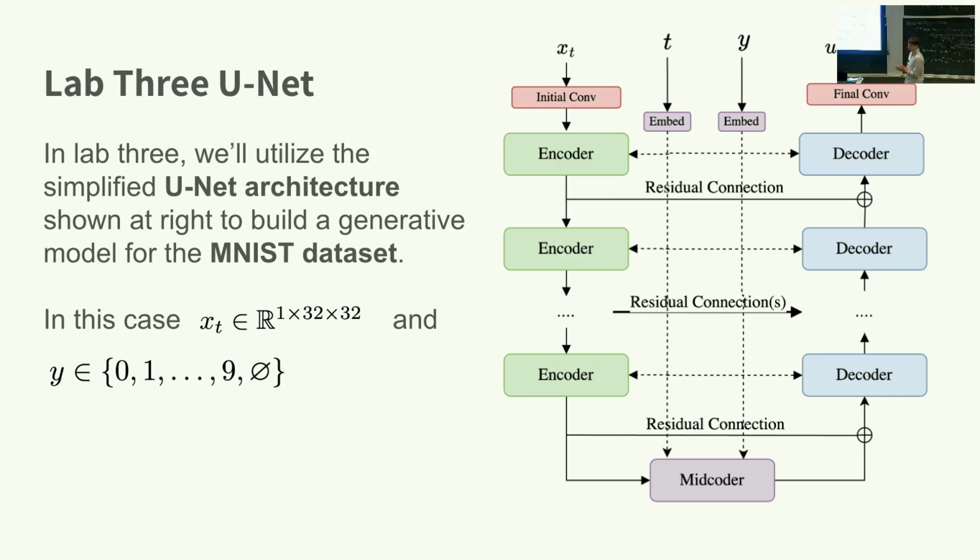The number of channels is 1. It's just an alpha channel. And they're 32 by 32 pixels to start. And our labels, as somebody was asking about, are just 0 through 9, as well as this kind of null label. Right. So what's going on with the UNet?